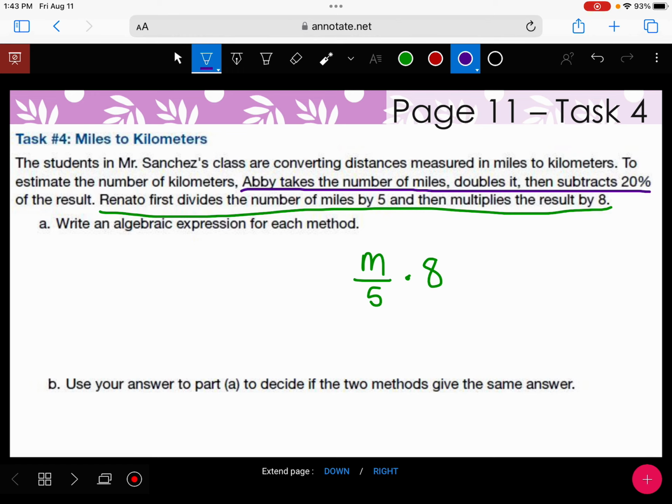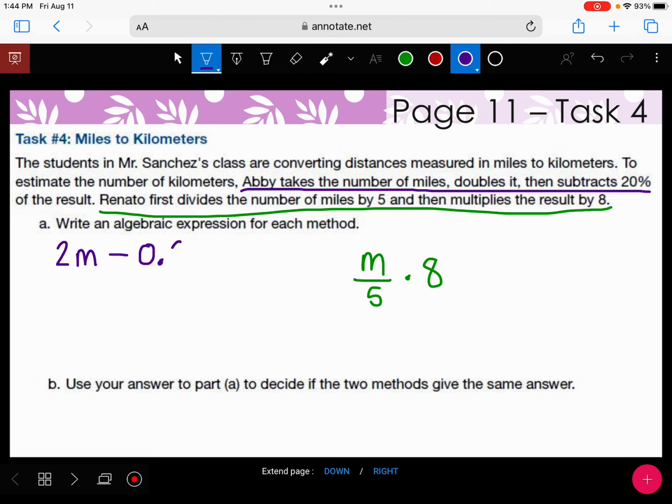Abby's is a little bit trickier to get down. So again, Abby starts with a number of miles. What does she do to it? She doubles it. How could I write this? Times 2. 2m. Then she takes away 20%. So we're going to subtract. How do we do 20%? 0.2, 0.20.